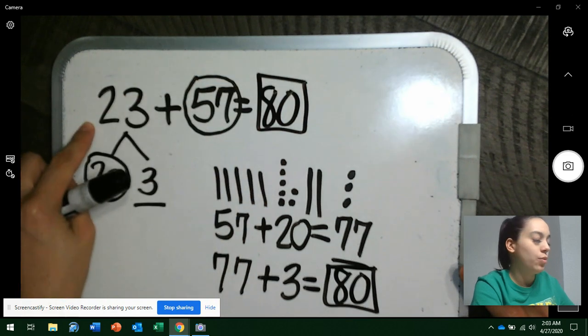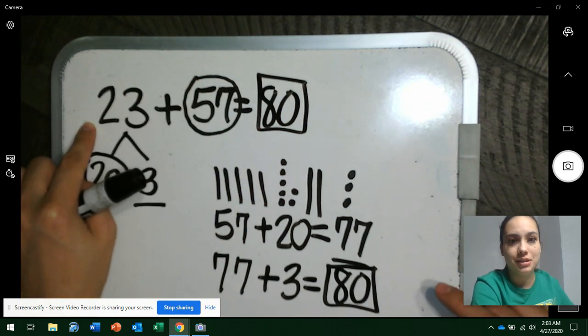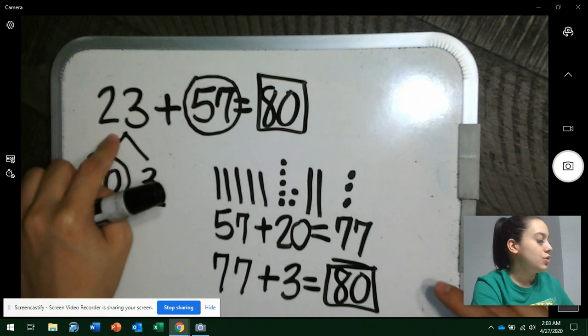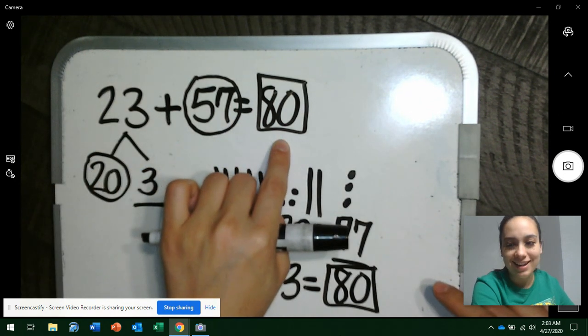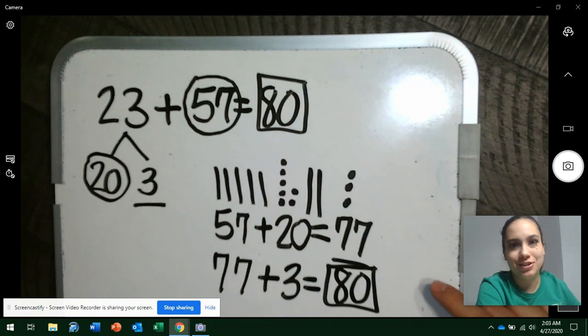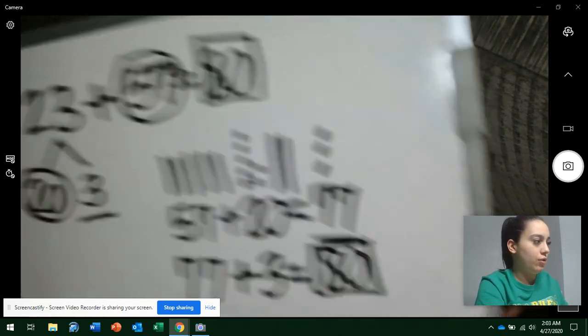So let's start with 23 and read our addition number sentence. 23 plus 57 equals 80. Awesome job, boys and girls. So now let's go ahead and open up our problem set.